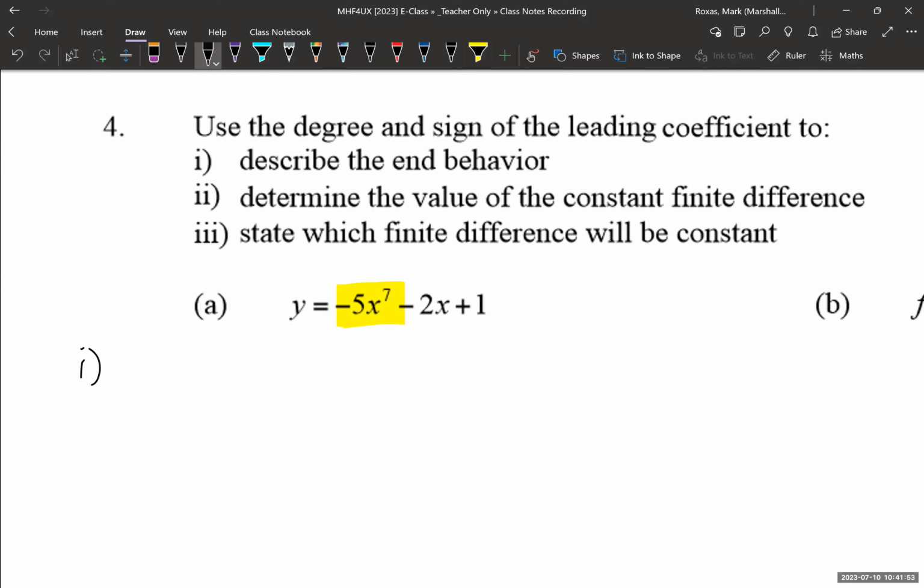Okay, so it's a negative and of odd degree. So if it's a negative and odd degree, it starts at quadrant 2, and then it will end at quadrant 4.